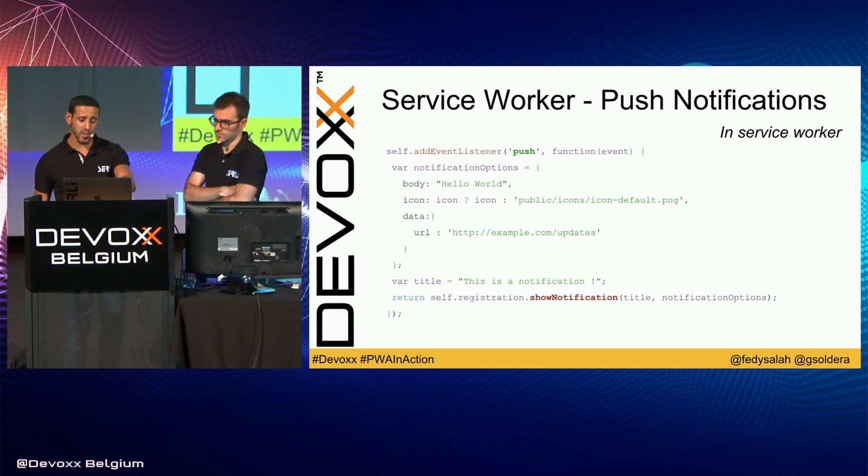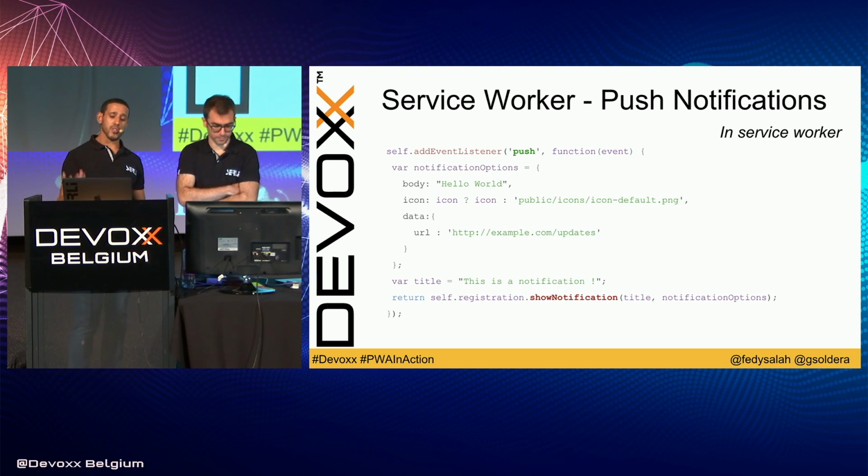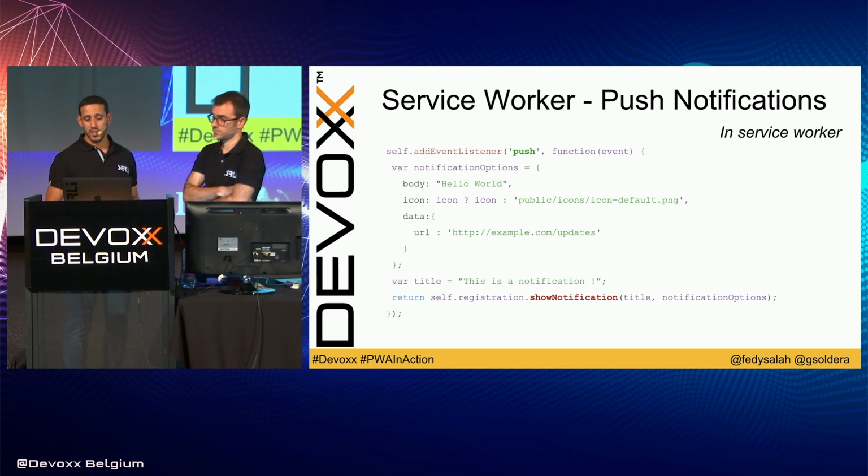And that's the code that we write on the service worker. We will listen on the push event, and when we get the notification, this event will be fired, and now in the implementation, we will show a notification like that by using the show notification API.